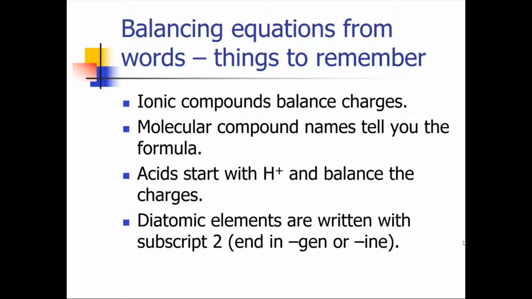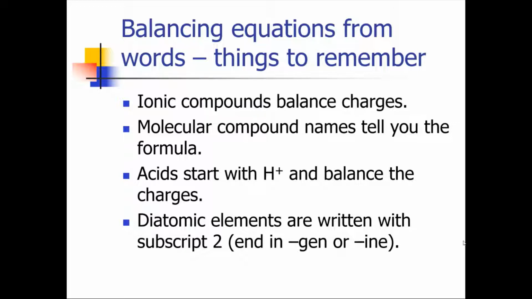to remember. So first thing you need to remember is that ionic compounds have to balance their charges. So if you see an ionic compound, one that starts with a metal, you know that you have to write out the two charges of the two ions and then balance the charges to write the formula. In a molecular compound, that is one that starts with a nonmetal, of course, the names tell you the formula. If you had an acid, it starts with H+, and then you balance the charges from there.